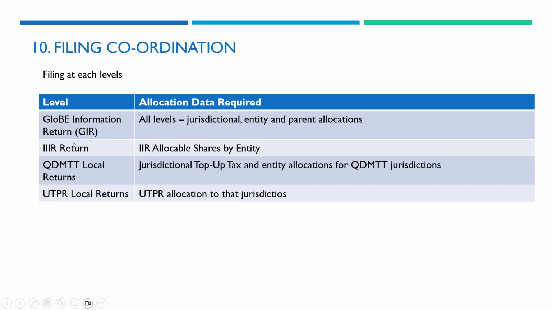Then after this is filed, we have to file the IAR return. After the IAR return come the UTPR local returns by constituent entities in each jurisdiction. So this is how the filings will go. First QDMTT, then GIR. The GIR would have the jurisdictional and entity level classifications, IAR return and UTPR. Is this clear? There are a lot of problems, like you can have timing mismatches. Yes, this is how the entire charging provisions would come together.